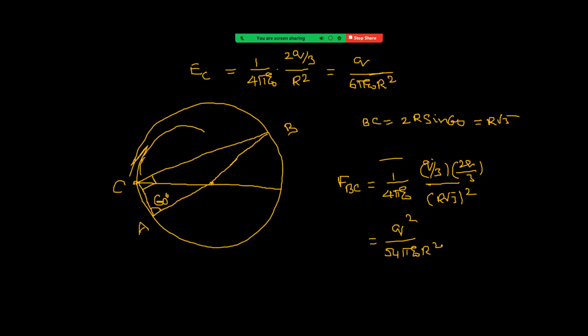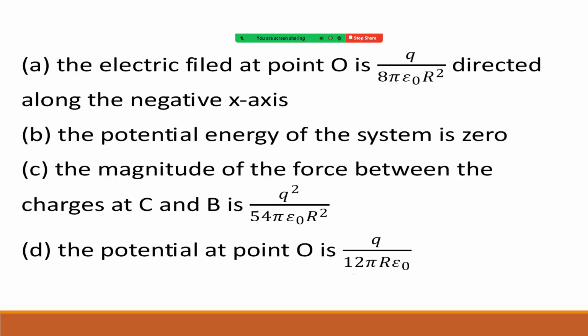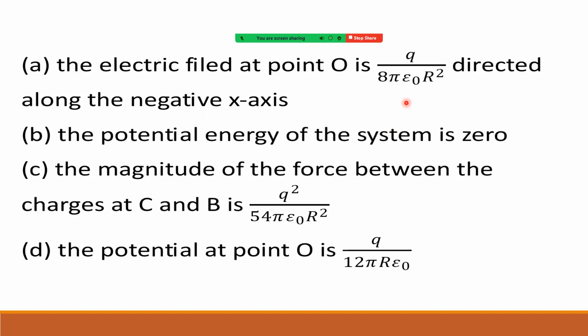That means option C is matching, right? Q square by 54 pi epsilon naught r square. Option C is matching. So among these, the only correct one is option C. Okay, now see the next problem.